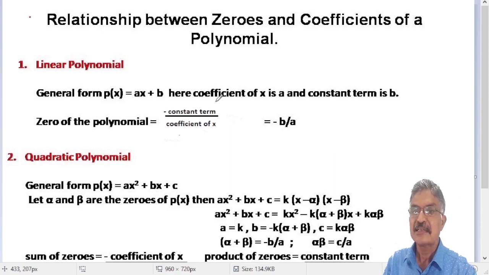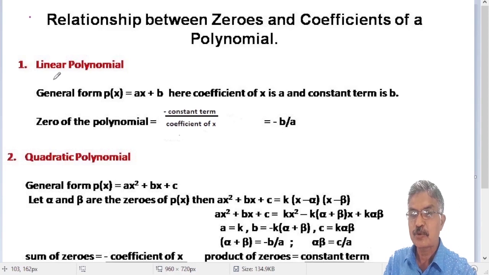How do we get that? ax + b is equal to 0. We equate this polynomial to 0 and isolate x. So x is equal to minus b by a. That is the general form of the zero of a linear polynomial.